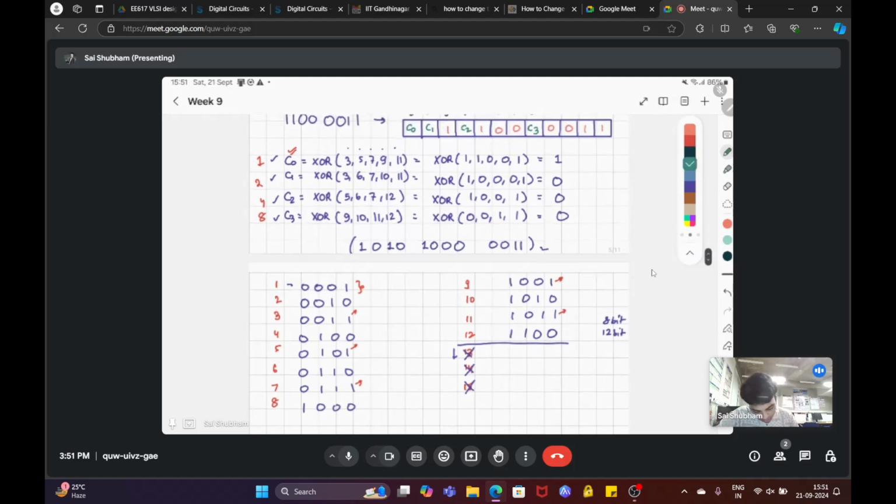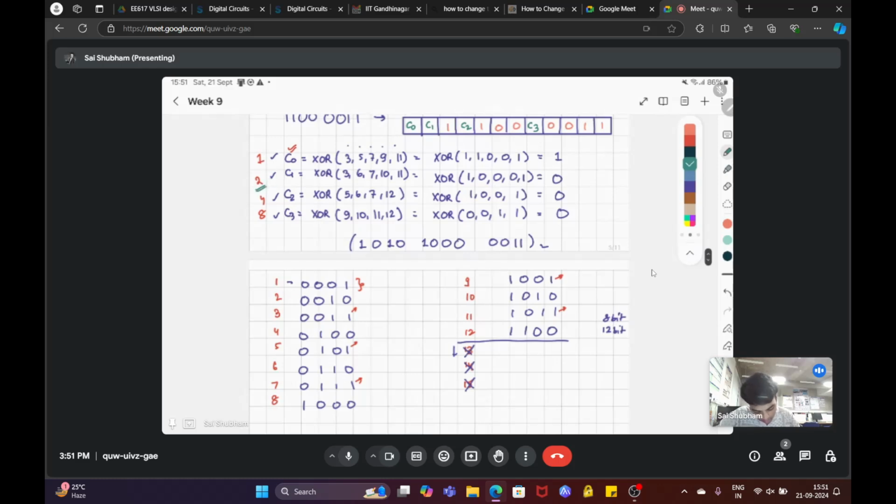Now in case of C1, C1 is basically 2. So this is 1, 2, 4, 8. We have to check all those positions corresponding to 2 where the data is 1. Okay, so corresponding to position 2, the data is 1. We won't consider this one because at position 2 we will fill the Hamming code, right? So 3, 6, 7, 10, and 11. Okay, so that is how you get it for 2.